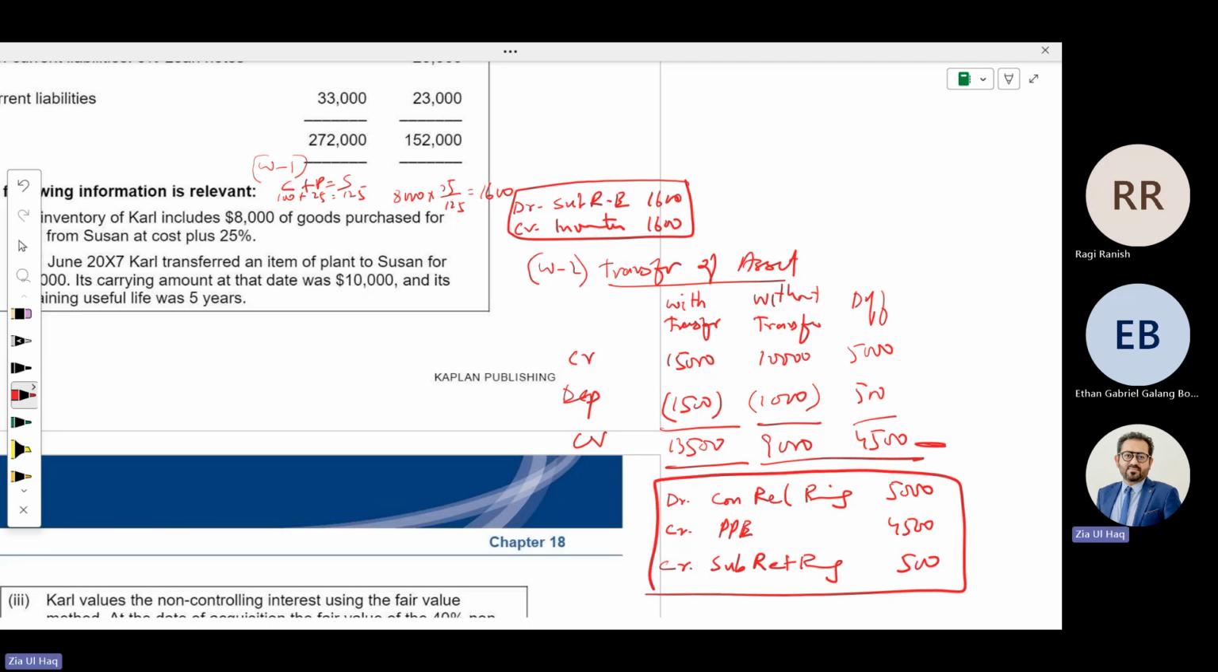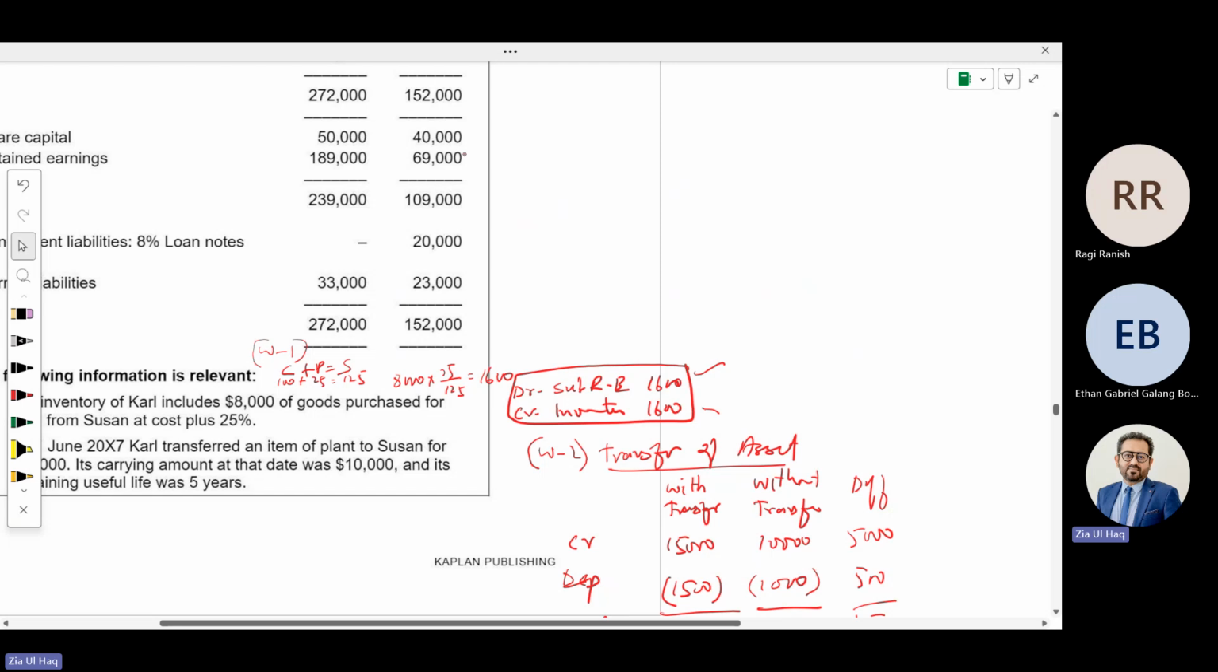Can you understand this? What will be the effect of these? This will be added to closing retained earning of subsidiary. And this will be deducted from inventory. In consolidation, by adding both inventories, we will deduct 1600, and this 1600 should be deducted from subsidiary closing retained earning. What is subsidiary closing retained earning?